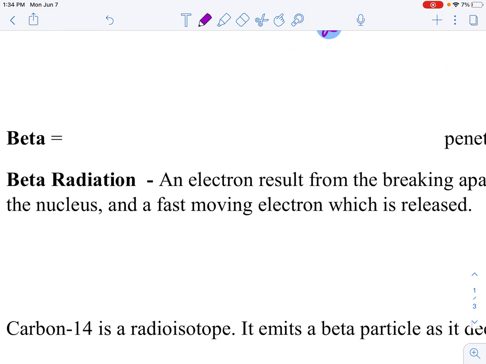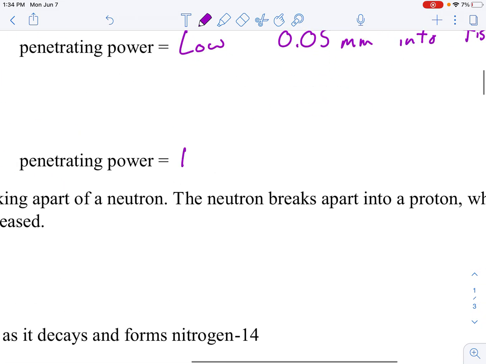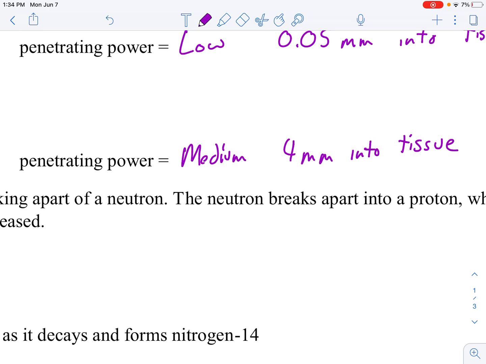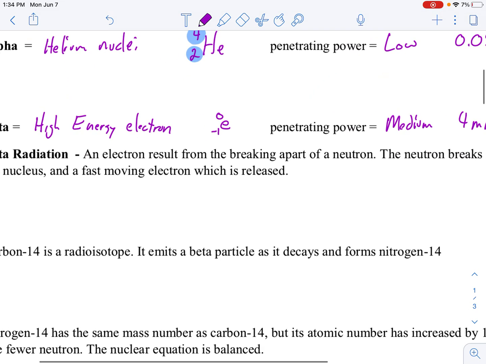And beta radiation is a high energy electron. And its symbol is going to be e, 0, -1. Penetrating power on this is going to be medium. This goes about 4 millimeters into tissue. So more dangerous than alpha particles, but not overall that terrible. What is beta radiation? Well, an electron results from the breaking apart of a neutron. So a neutron breaks apart into a proton, which remains in the nucleus, and a fast-moving electron is released.